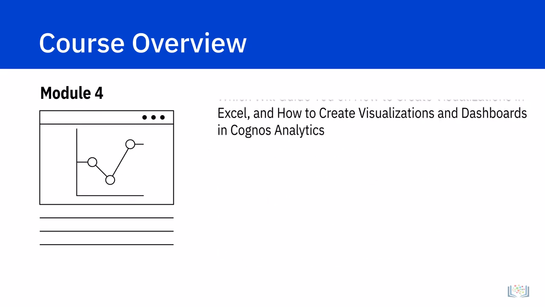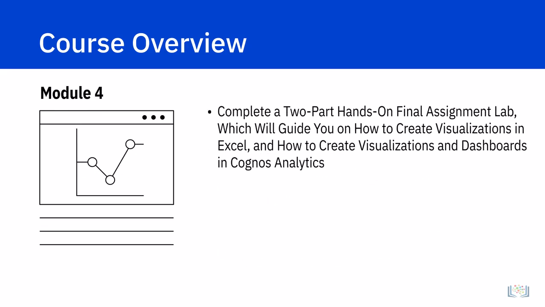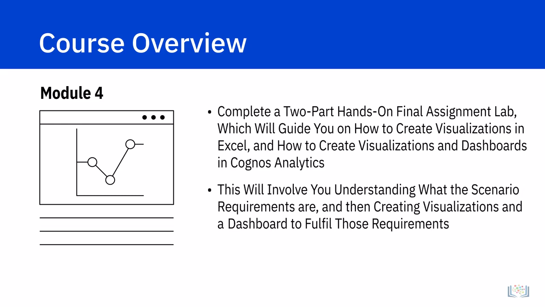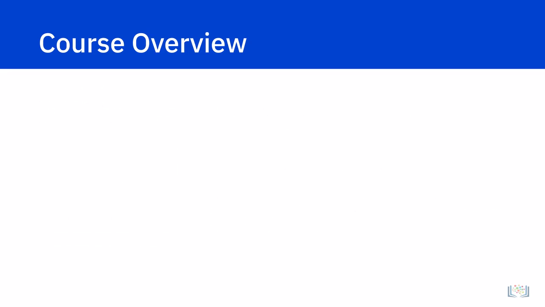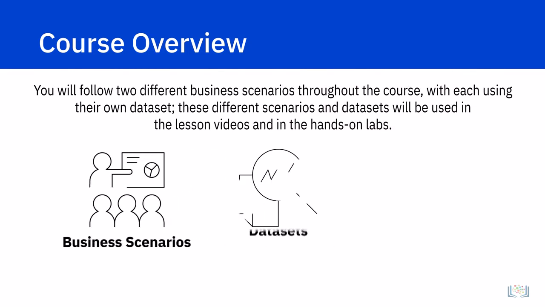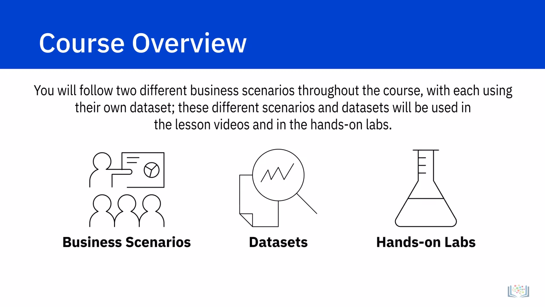In the final module, you will complete a 2-part hands-on final assignment lab, which will guide you on how to create visualizations in Excel and how to create visualizations and dashboards in Cognos Analytics. This will involve you understanding what the scenario requirements are and then creating visualizations and a dashboard to fulfill those requirements. You will follow 2 different business scenarios throughout the course, with each using their own data set. These different scenarios and datasets will be used in the lesson videos and in the hands-on labs.